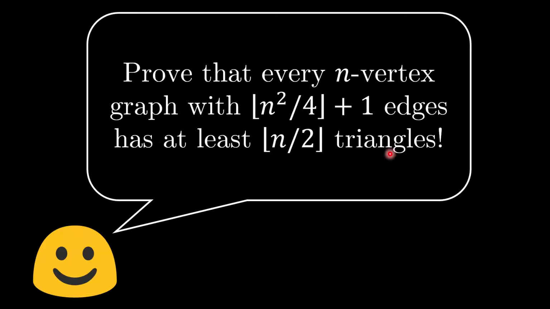So hopefully that's an interesting problem, but here is one that is even more interesting. Prove that every n vertex graph with at least floor of n squared over 4 plus 1 edges has at least floor of n over 2 triangles. So this is a very interesting phenomenon. Earlier we saw that with only floor of n squared over 4 edges, it's possible to get 0 triangles. But add one additional edge and all of a sudden the smallest number of possible triangles is the floor of n over 2. That is quite a lot of triangles.